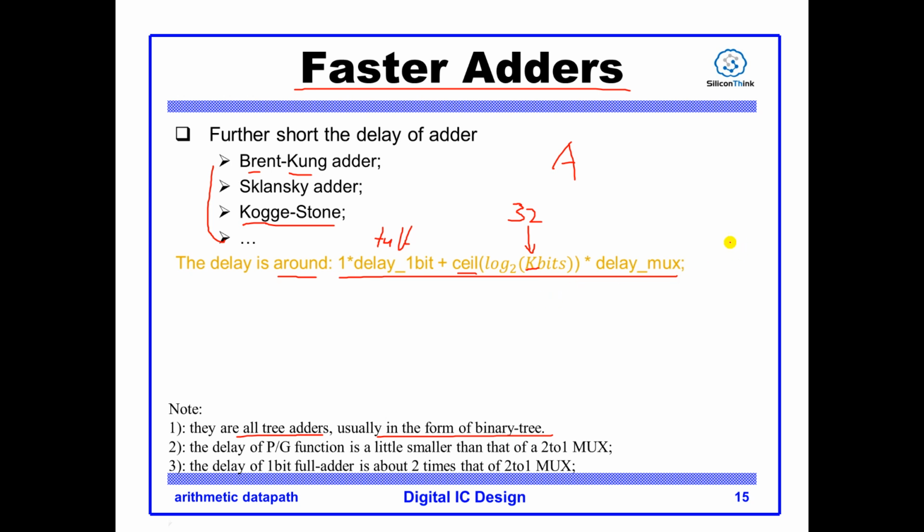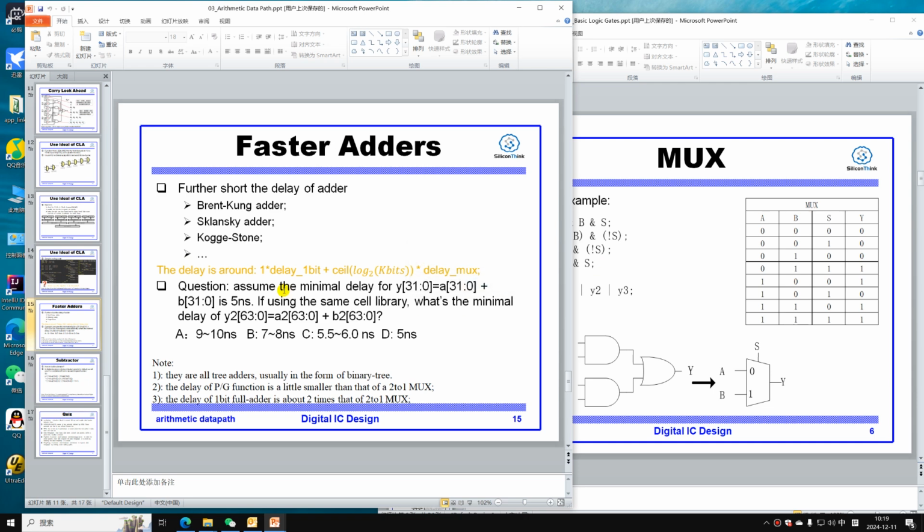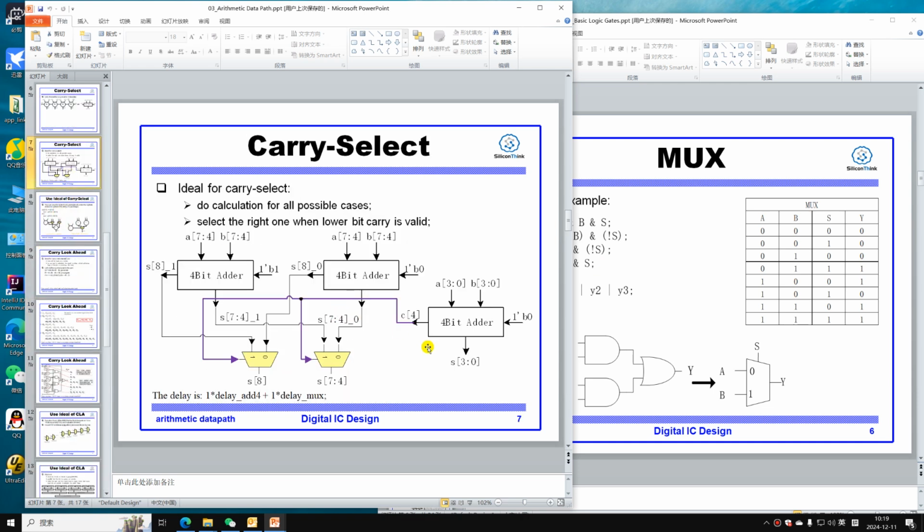So how does this equation come out? You can think about the carry select example. Yes, you can think about the carry select.